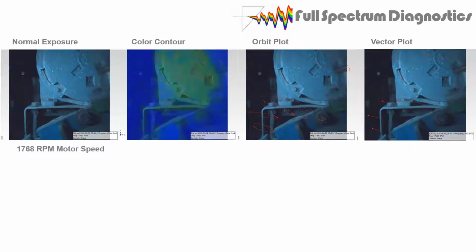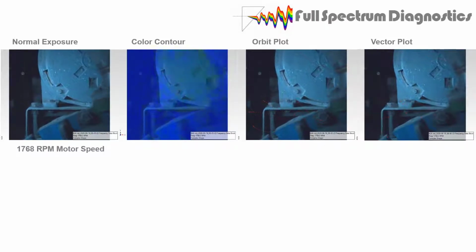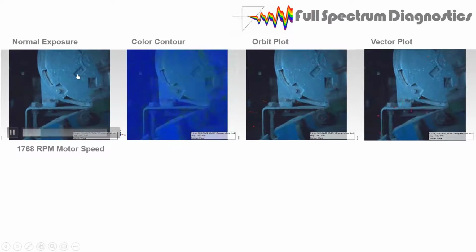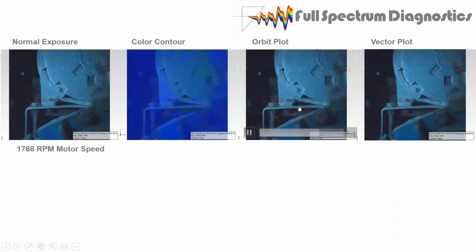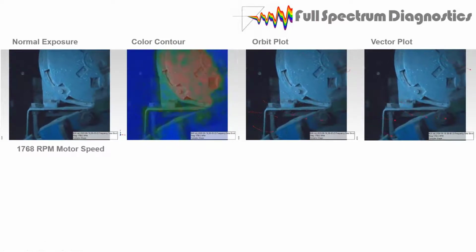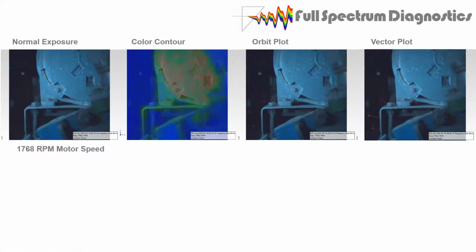This is the same sort of plots for the motor speed. At motor speed, our animation's identical. It's just how we view it, with color, with orbits, with vectors that are giving us a little story on how that machine's deforming.